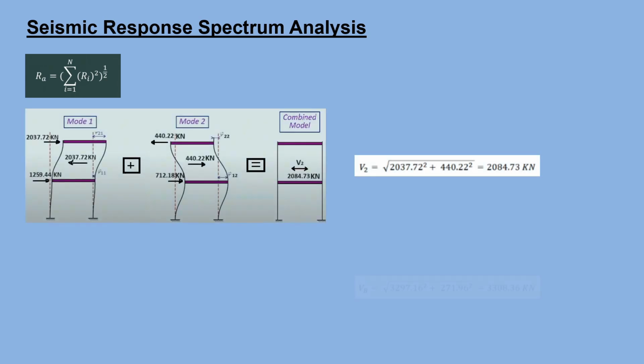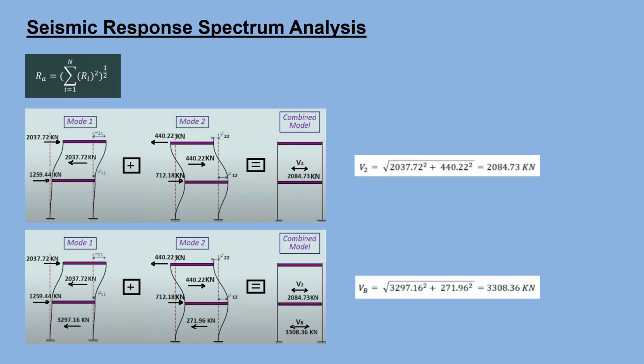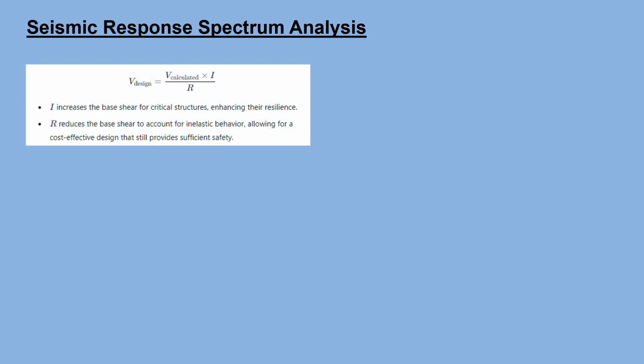and for the base shear, the combination value is an absolute maximum and has no direction, and should be applied in positive and negative directions. In seismic design, the base shear calculated from the response spectrum analysis is adjusted as follows.